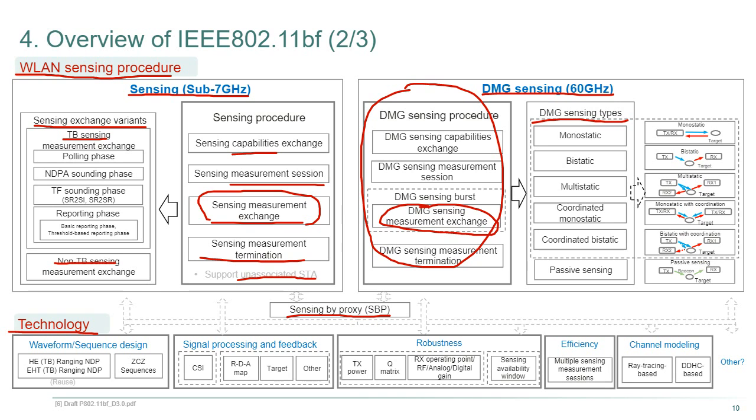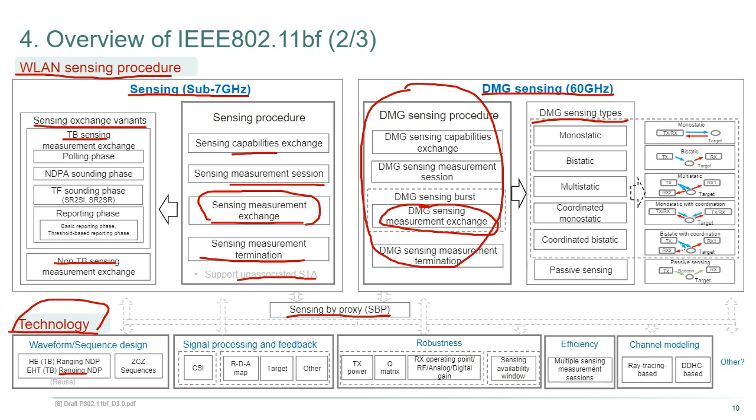And then going to the technology, we list some technologies which have been adopted by our standard. The first one is the waveform sequence design. For sub-7 gigahertz, we reuse the ranging PPDU or ranging packet to do the measurement. It's called the HE or EHT ranging NDP, non-data packet, dedicated for channel sounding or channel measurement. And for 60 gigahertz, we basically designed the golay sequences for the sensing channel measurement.